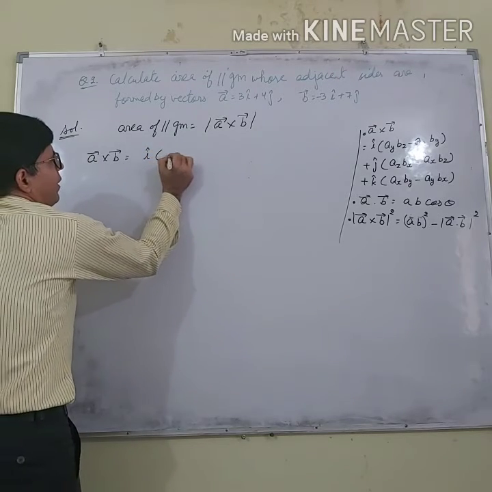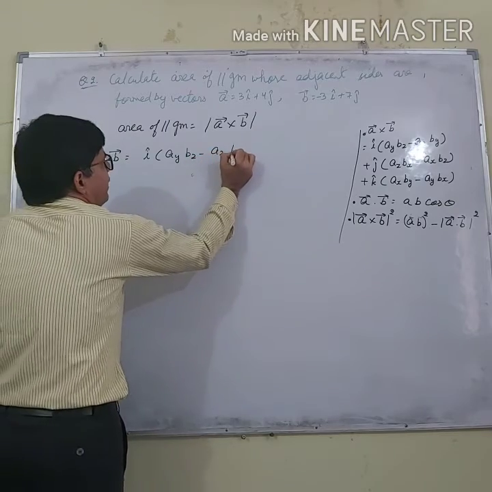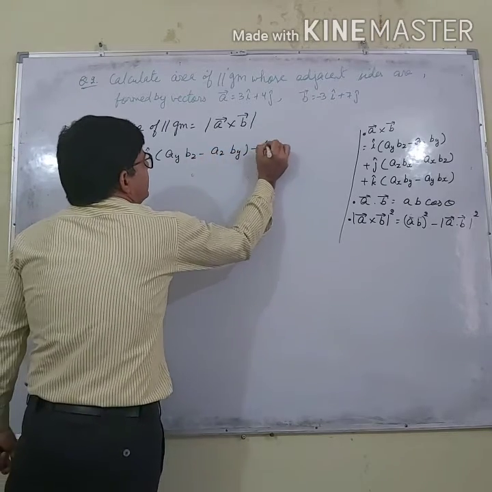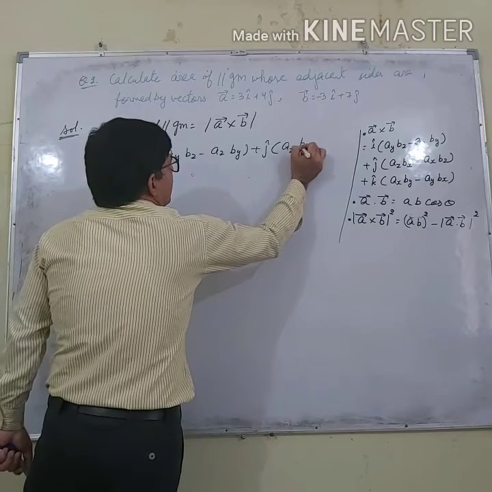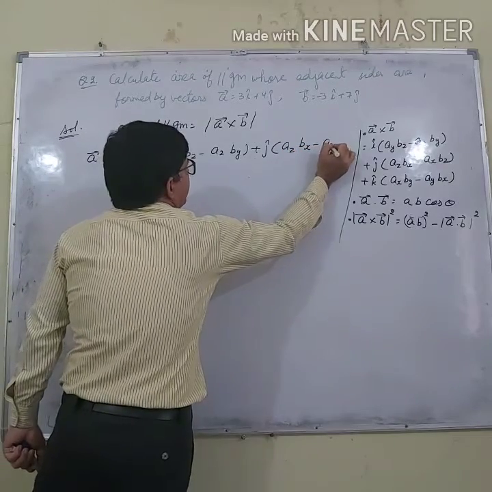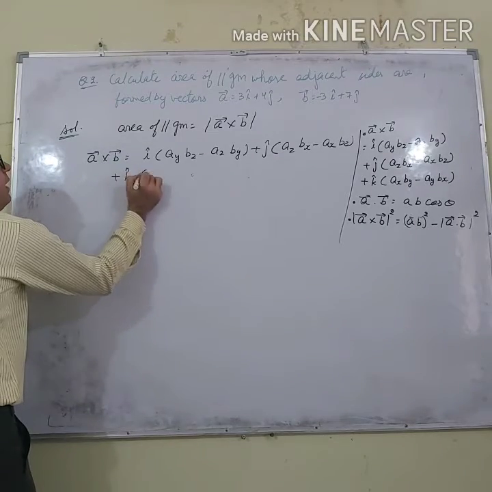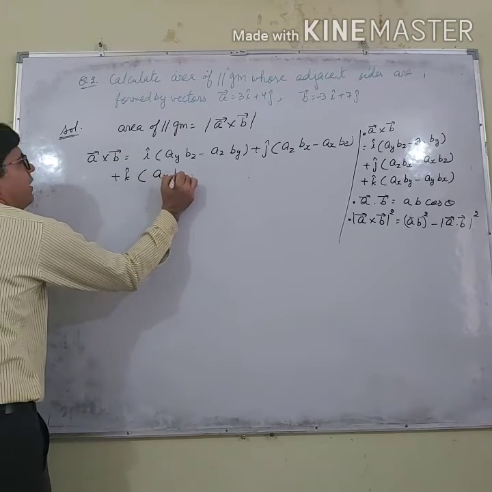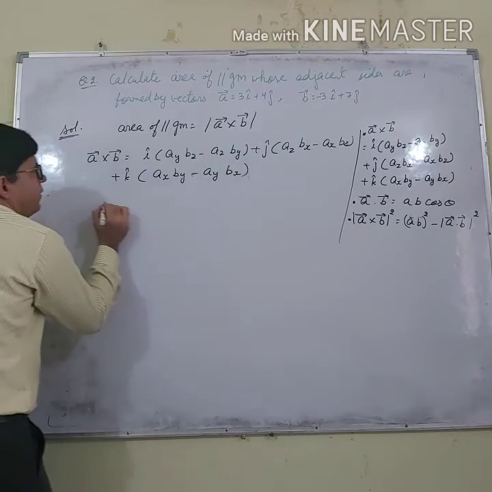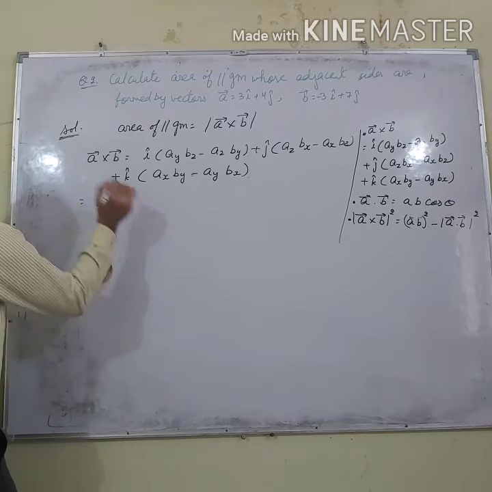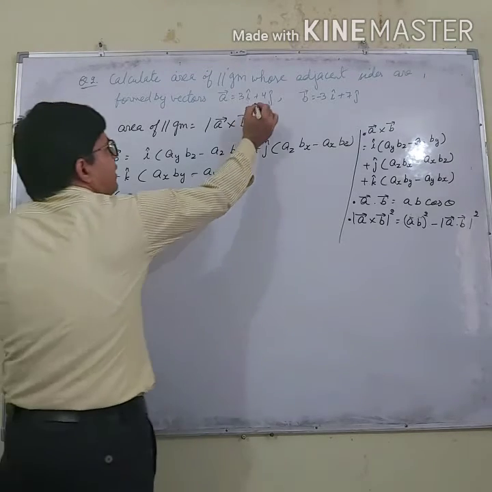I cap is AY BZ minus AZ BY. J cap, J means Y axis, so start with Z, X minus AX BZ. Plus K cap means ZX, start with XY because they are in sequence, minus AY BX. Now what is I cap? What is AY? AY here is 4.